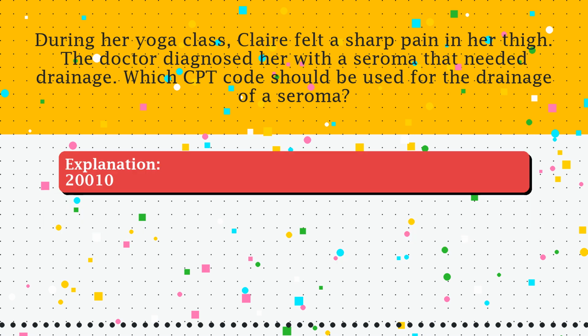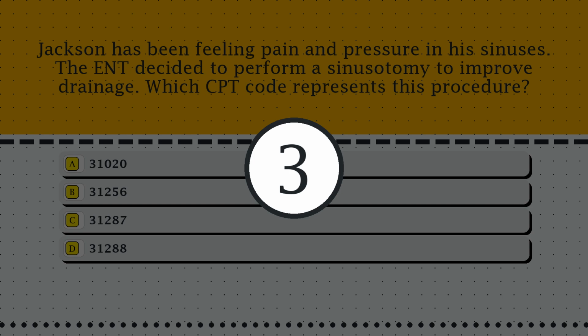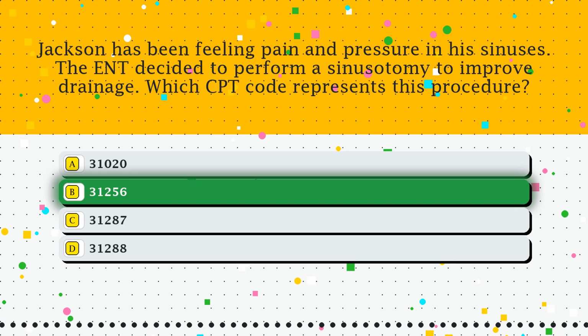Question 202. Jackson has been feeling pain and pressure in his sinuses. The ENT decided to perform a sinusotomy to improve drainage. Which CPT code represents this procedure? Option A, 31,020. Option B, 31,256. Option C, 31,287. Option D, 31,288. The correct answer is option B, 31,256.